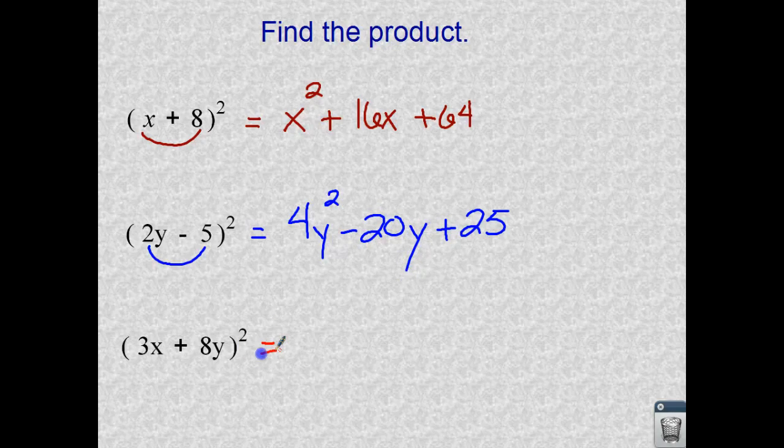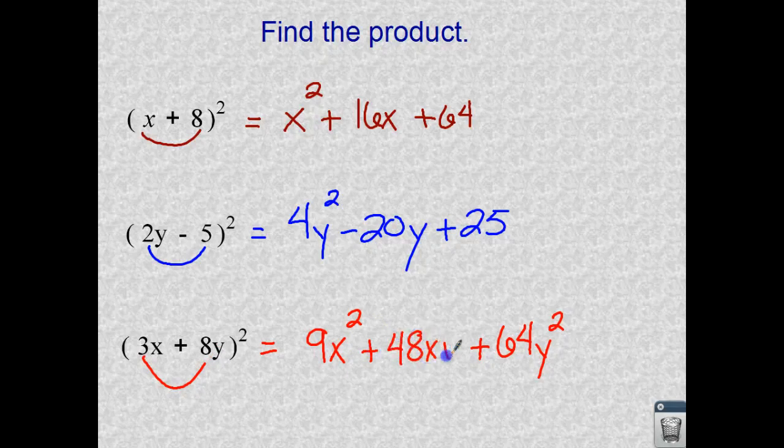Okay, the last one, I have 2 different variables. That'll be okay. Square the first, 9x squared. Make some room. 8y squared is positive 64y squared. And now that multiplication, 8 times 3 is 24xy. If I were to double 24xy's, I would have 48xy's. All I need you to do is be careful of your signs in all parts of your trinomial answers. All right, last screen.